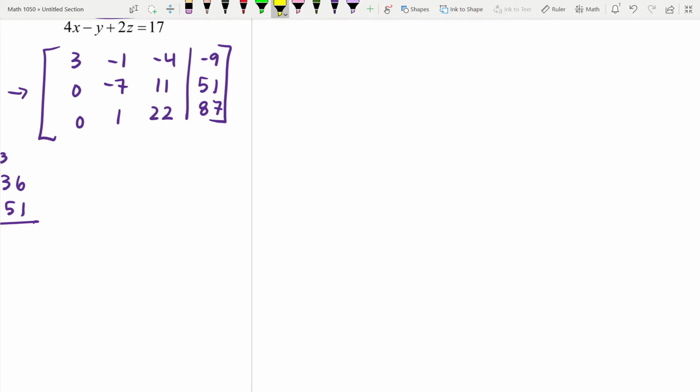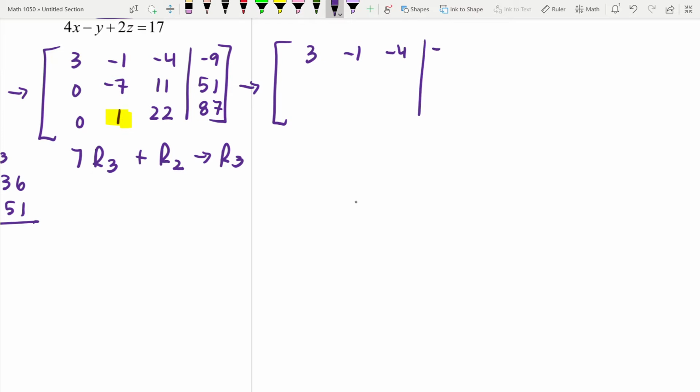The last thing I need is a 0 here. Don't use row 1 because the 3 will mess up my corner 0. But it's going to be easy because I'm just going to go 7 times row 3 plus row 2 becomes my new row 3. So row 1 doesn't change.